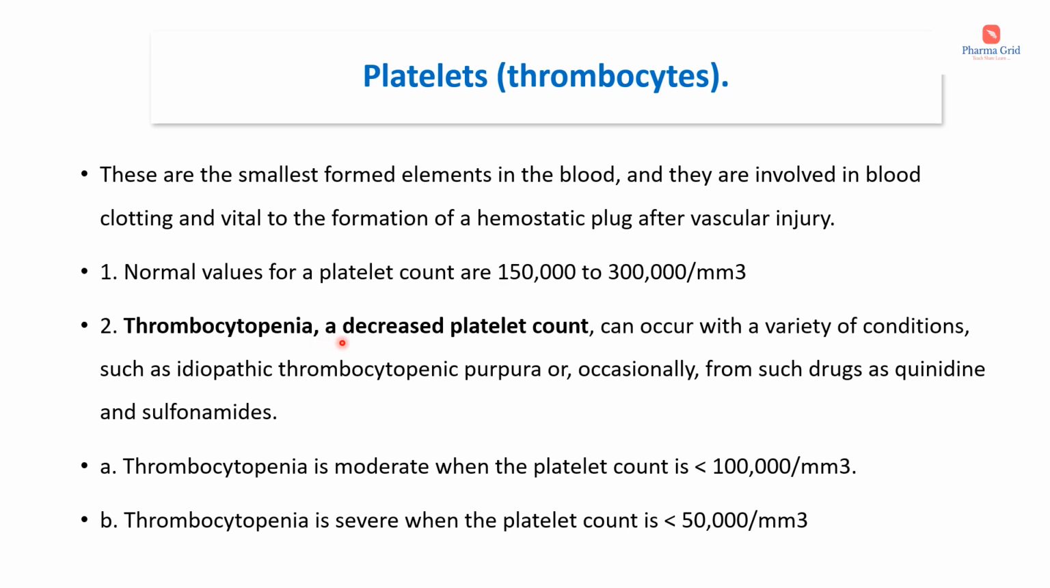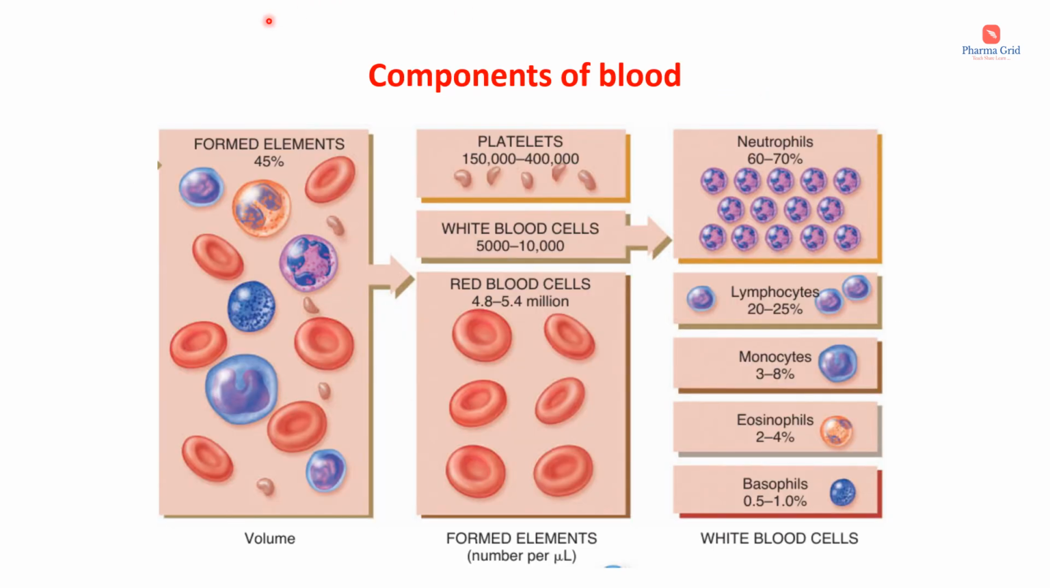Thrombocytopenia means a decreased platelet count can occur with a variety of conditions such as idiopathic thrombocytopenic purpura or occasionally from such drugs as quinidine and sulfonamides. Thrombocytopenia is moderate when the platelet count is less than 1 lakh cells per millimeter cube, whereas thrombocytopenia is severe when the platelet count is less than 50,000 per millimeter cube. So again, this is a summary of formed elements, mainly the platelets, white blood cells, then red blood cells, then the five main types of white blood cells, that is the neutrophils, lymphocytes, monocytes, eosinophils, basophils, and their normal values.